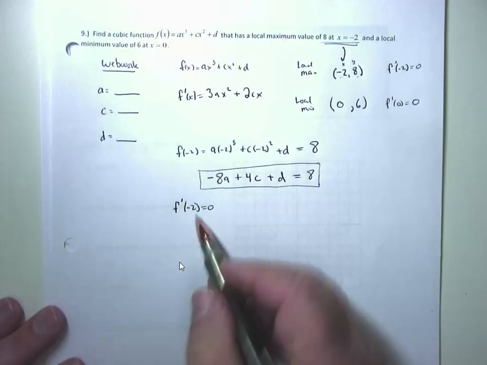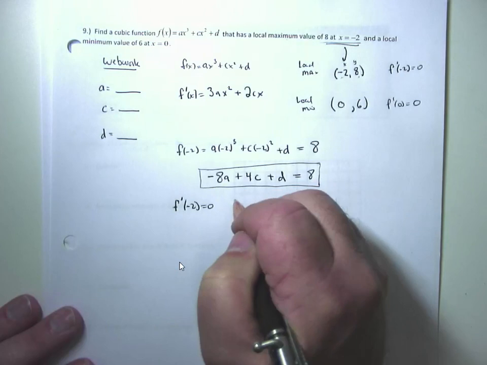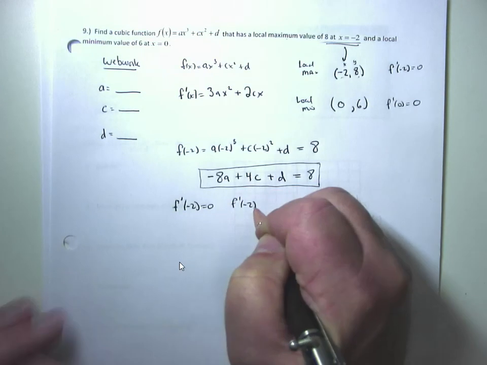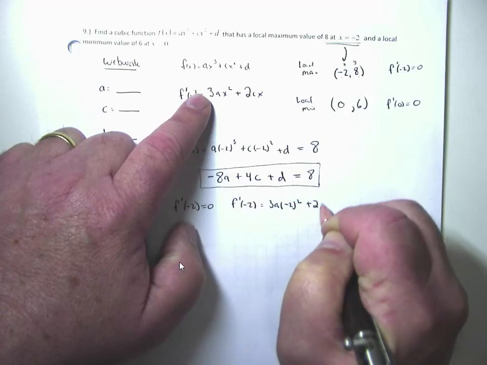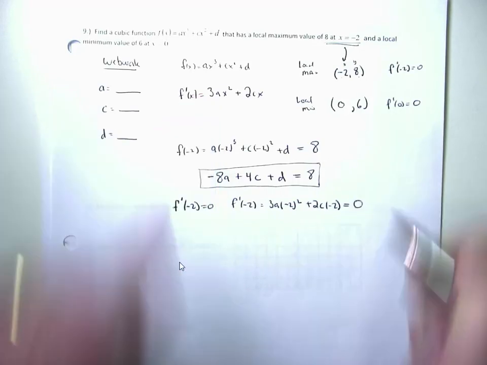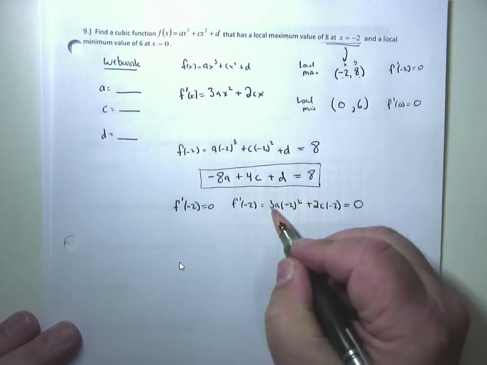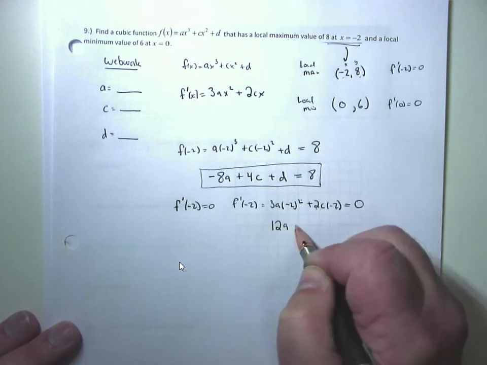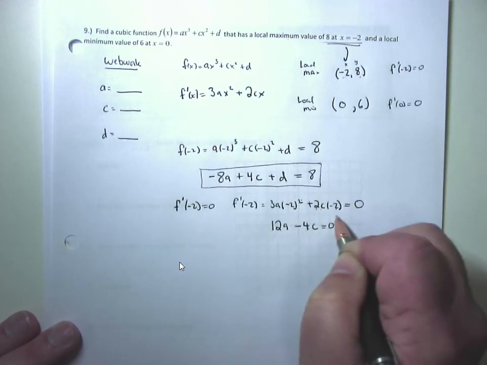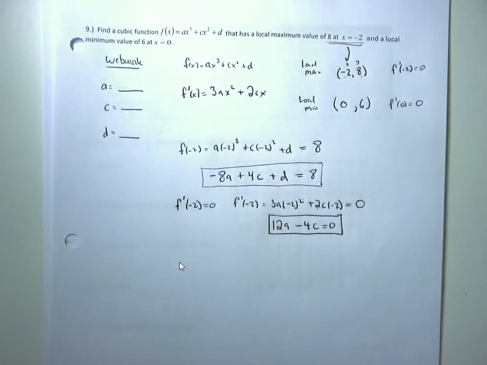So now I'm going to plug in F prime of -2. F prime of -2 would be 3 times A times -2 squared plus 2 times C times -2, and that's equal to 0. Cleaning them up: -2 squared is 4, and 4 times 3 is 12, so 12A. 2C times -2 is minus 4C, equals 0. There is another equation. Does that make sense?